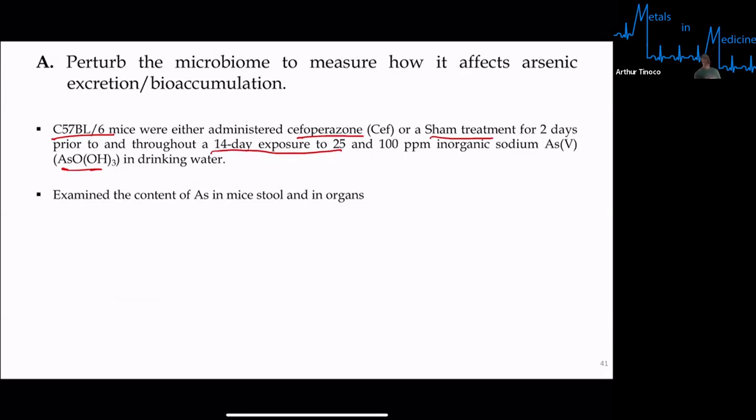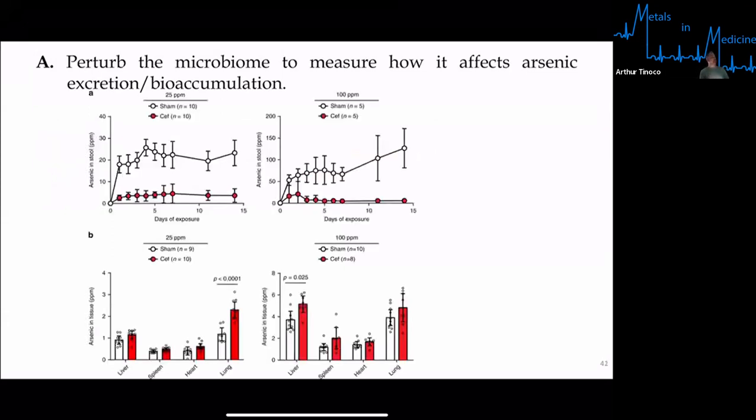All right. So what they were assessing was the content of iron in the mice stool and also in the organs to get that picture of how much is accumulating in the body, so the biodistribution, but also how much is getting released, being excreted. All right, so here's the data.